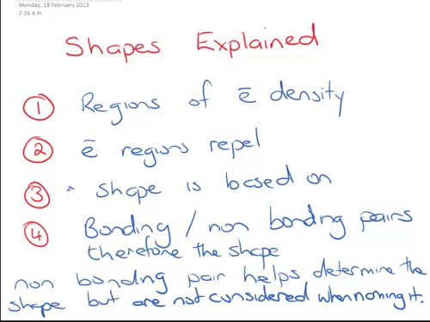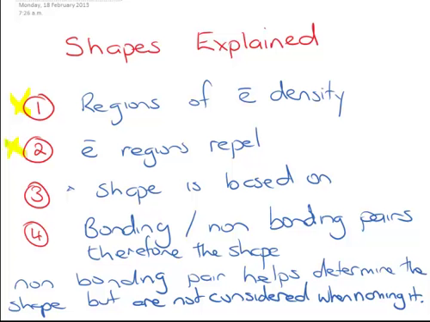Now quite often you have to explain the shapes, and this really comes down to making sure you hit some key points. One, you should consider the regions of electron density. You could use the terminology electron pairs, although if it's a double bond obviously it's not a pair. But yeah, you need to consider the regions of electron density around that central atom.